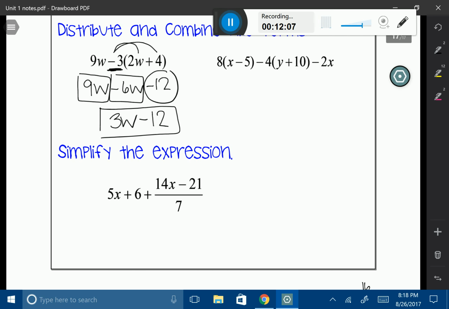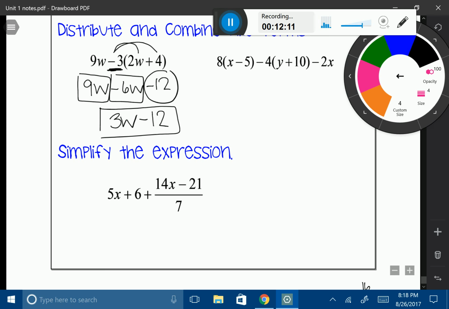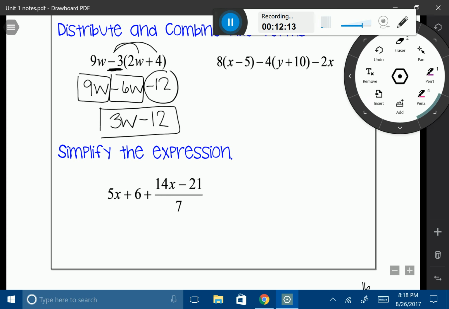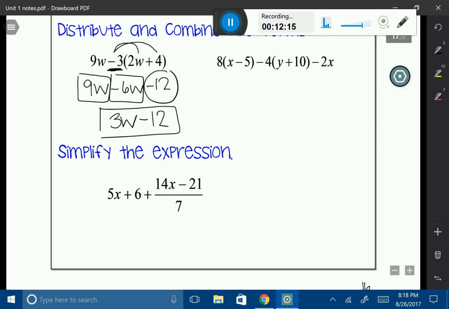Okay. All right, now we've got a doozy here. I'm going to change my color to pink. All right. This time we have 2 different pieces that need to be distributed. So let's work with the first one. First, I'm going to distribute my 8 into my x and my -5. So 8 times x is going to give me 8x. 8 into -5, right, is -40.